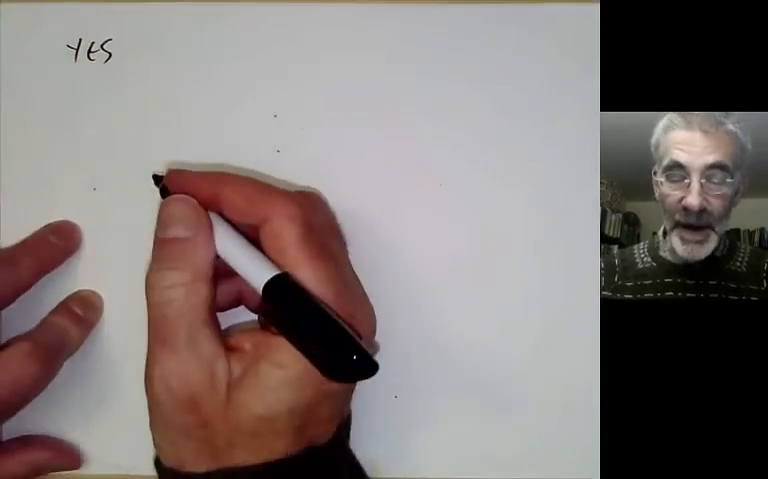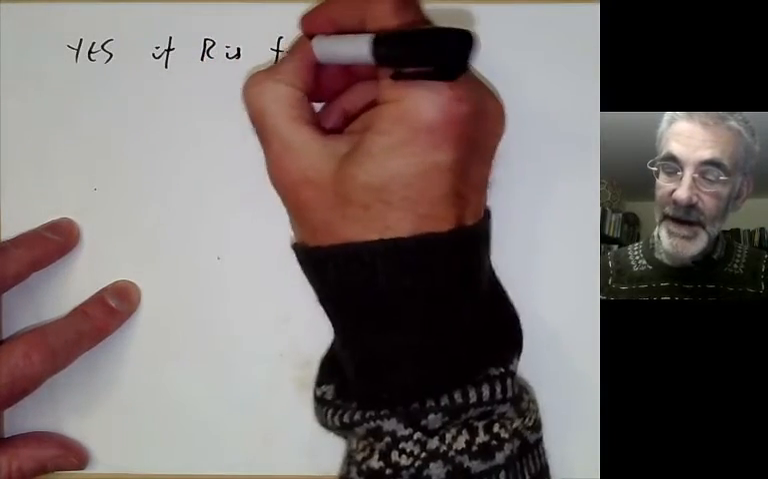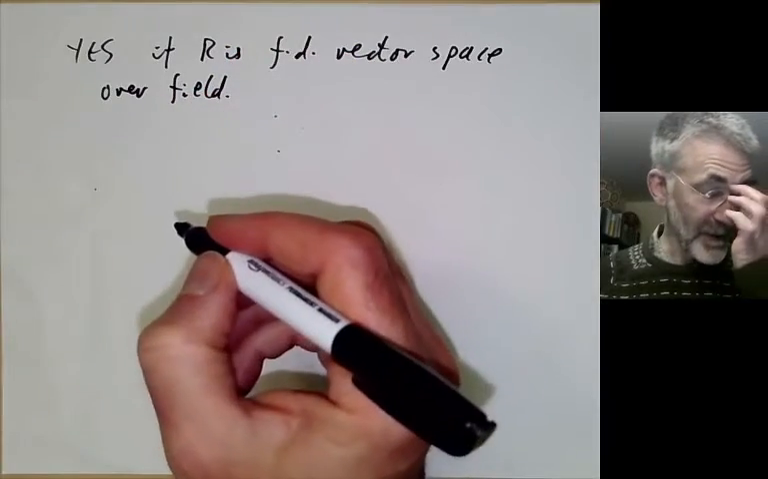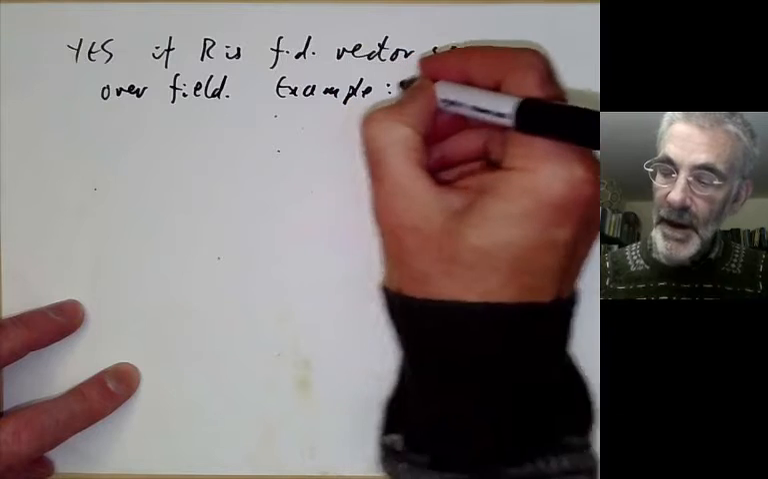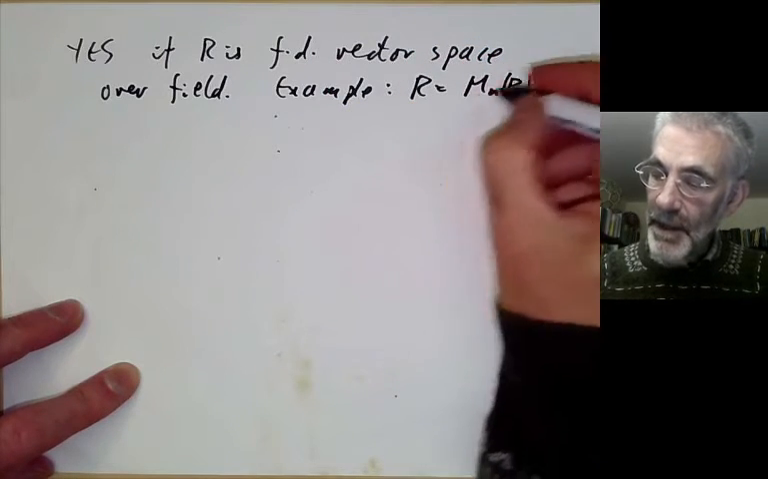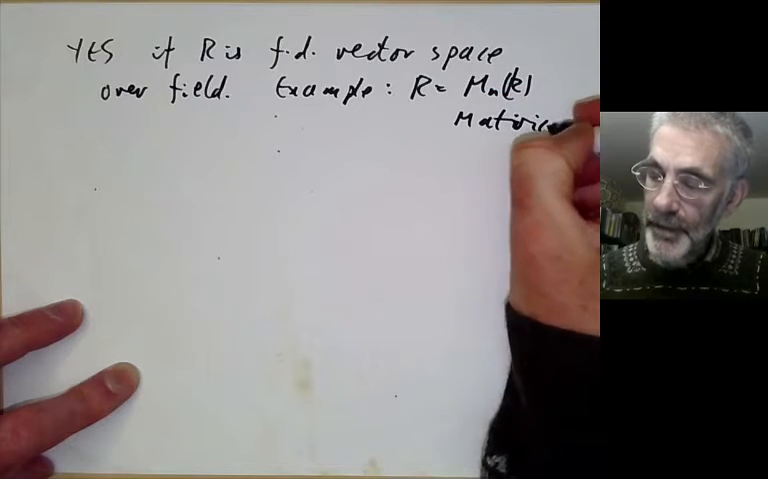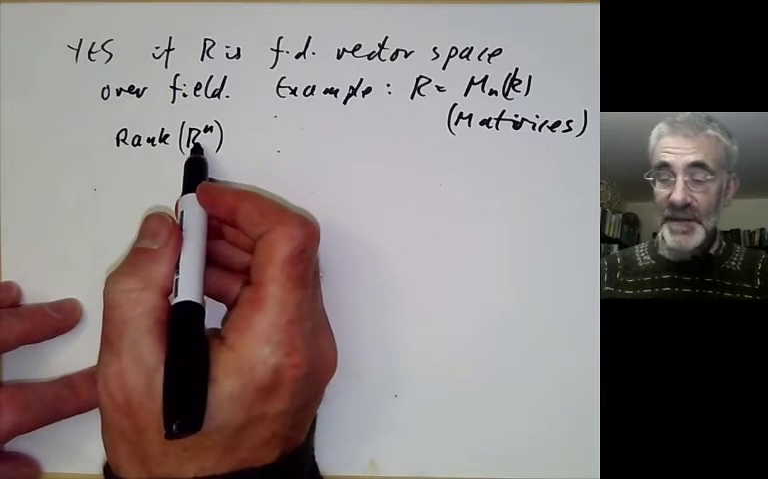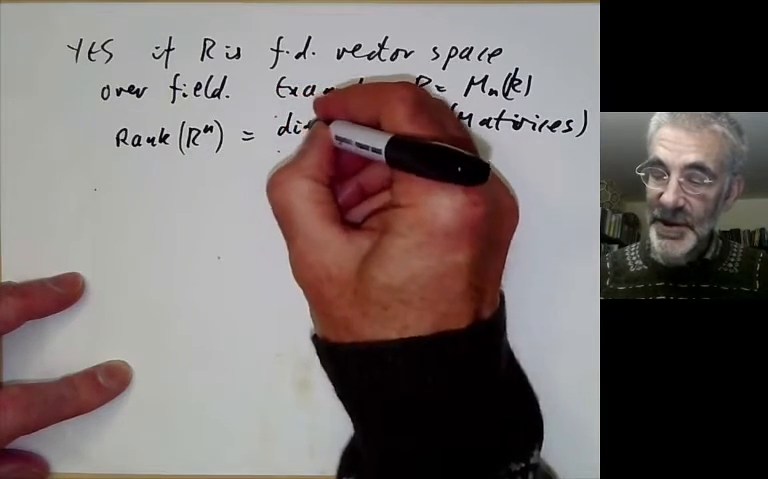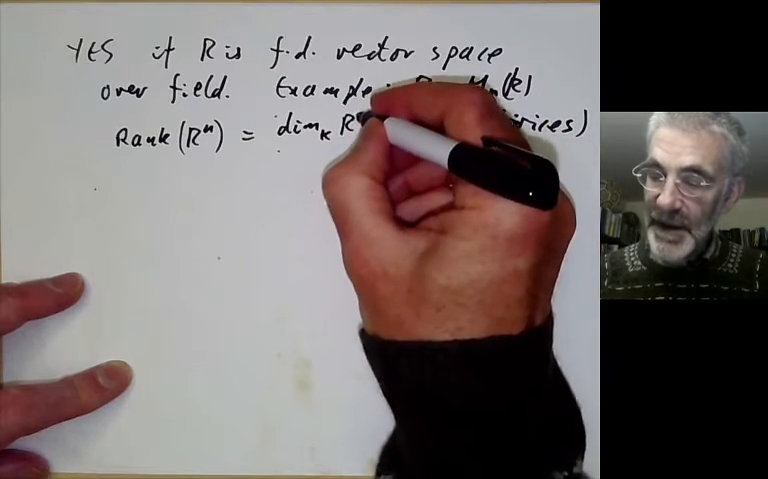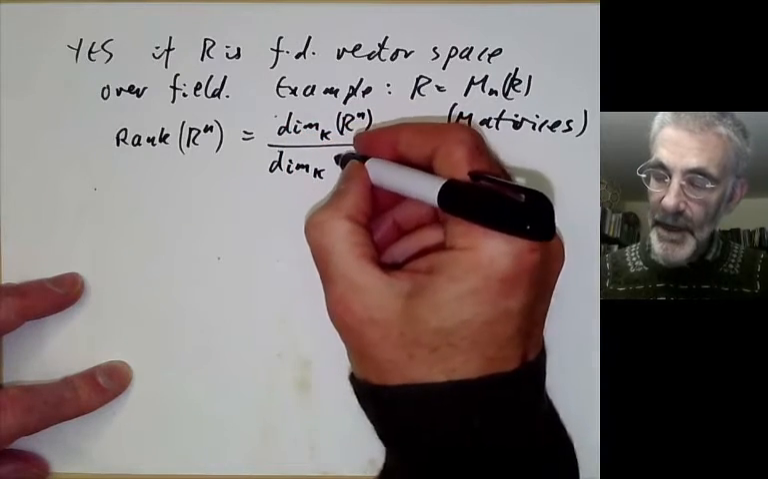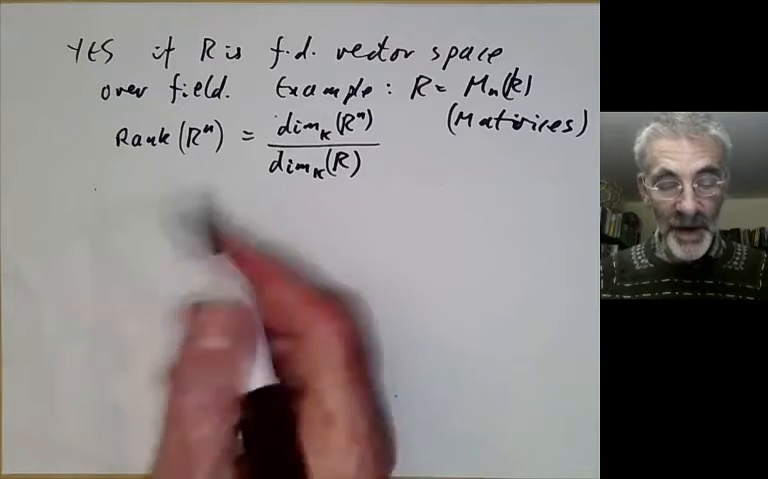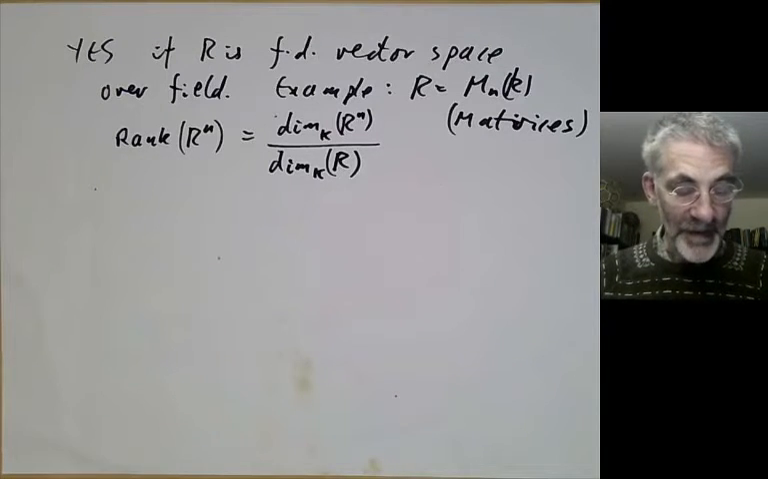We can also say that the rank is well defined if R is a finite dimensional vector space over a field, say. For instance, we could just take R to be, say, n by n matrices over a field K. And the reason for this is we can define the rank of R^n by just thinking of it as being a vector space over the field K. And we can see this is just the dimension over the field K of R^n divided by the dimension over the field K of R. So most of the obvious rings you can think of that aren't zero have a well-defined rank for their free modules.